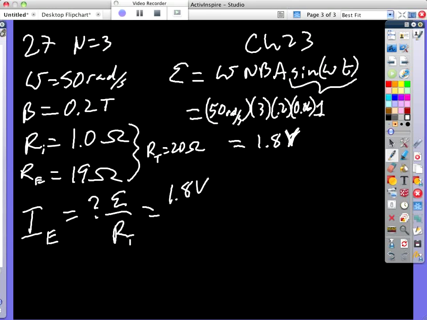So we get 1.8 volts over 20 ohms, and then what's that going to get us? 0.9 over 10, so that's going to be 0.09 amps. But that's in my head, so that could be wrong. Check the math.